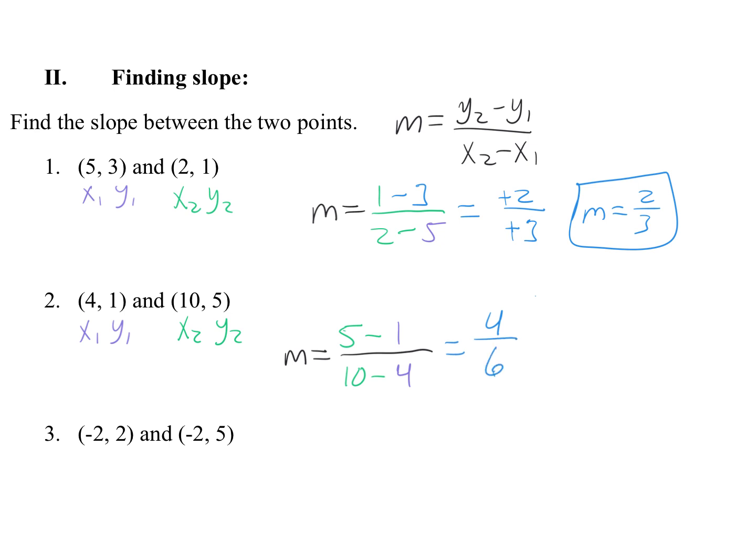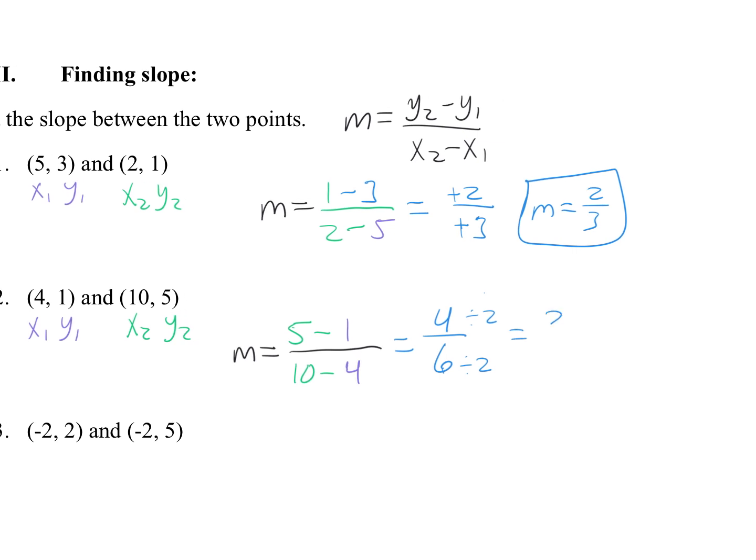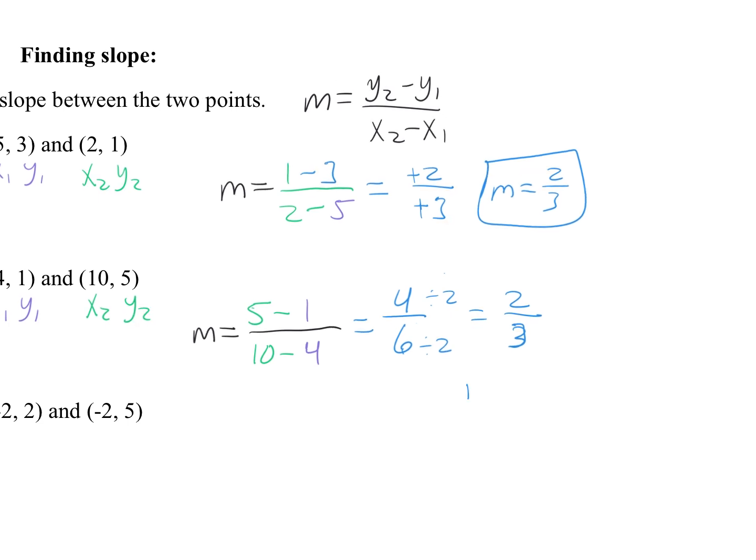4 over 6 is going to simplify. Right? You cannot leave it like this. You need to simplify your answers fully. I'm going to divide by 2 on the top and the bottom. That's the common factor that they share. All right, so we get 2 over 3 as our slope. All right, so same thing as the previous problem. All right, m is 2 over 3.